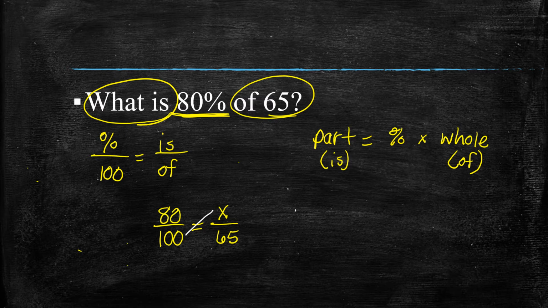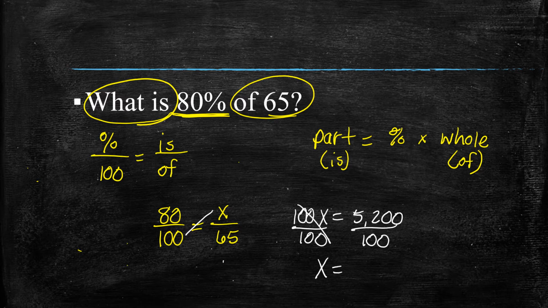So 100 times x is 100x, and then 80 multiplied by 65 equals 5,200. And then we solve for x by dividing by 100, which leaves x equals 52. So 52 is 80% of 65.